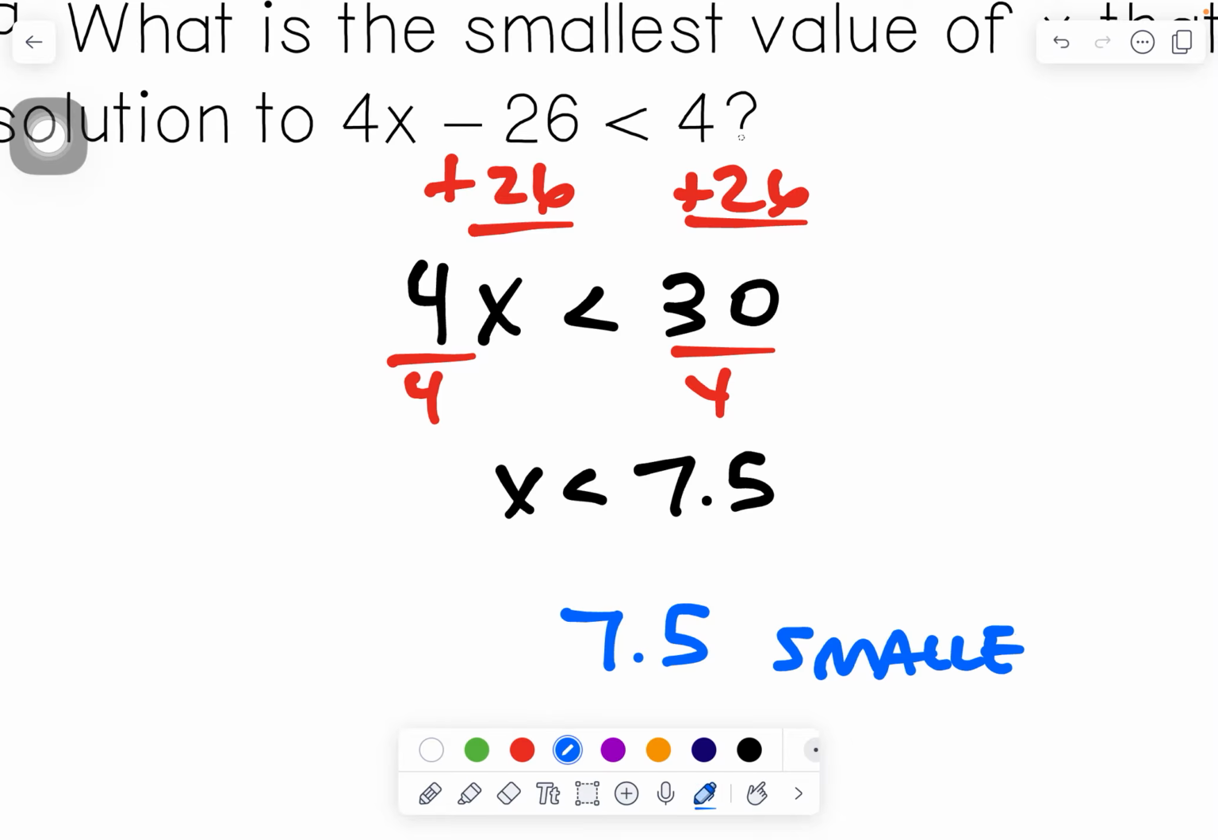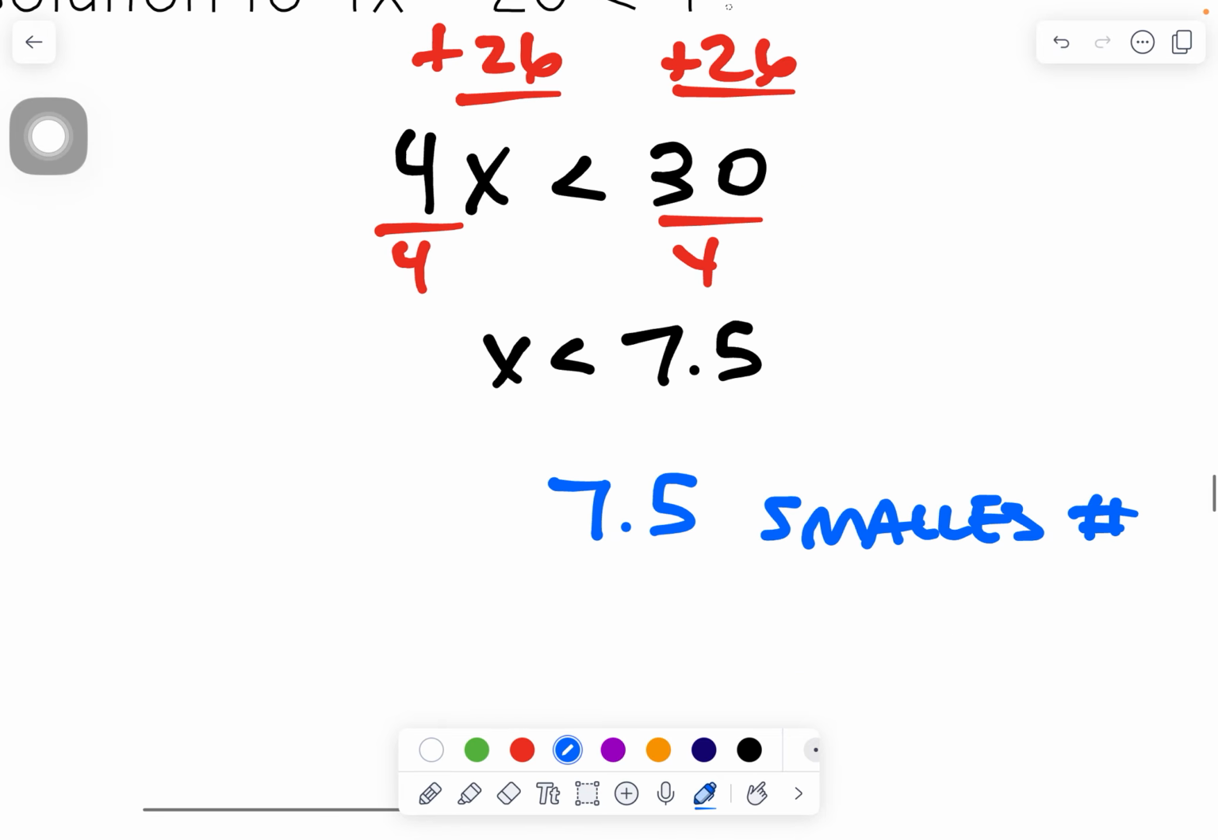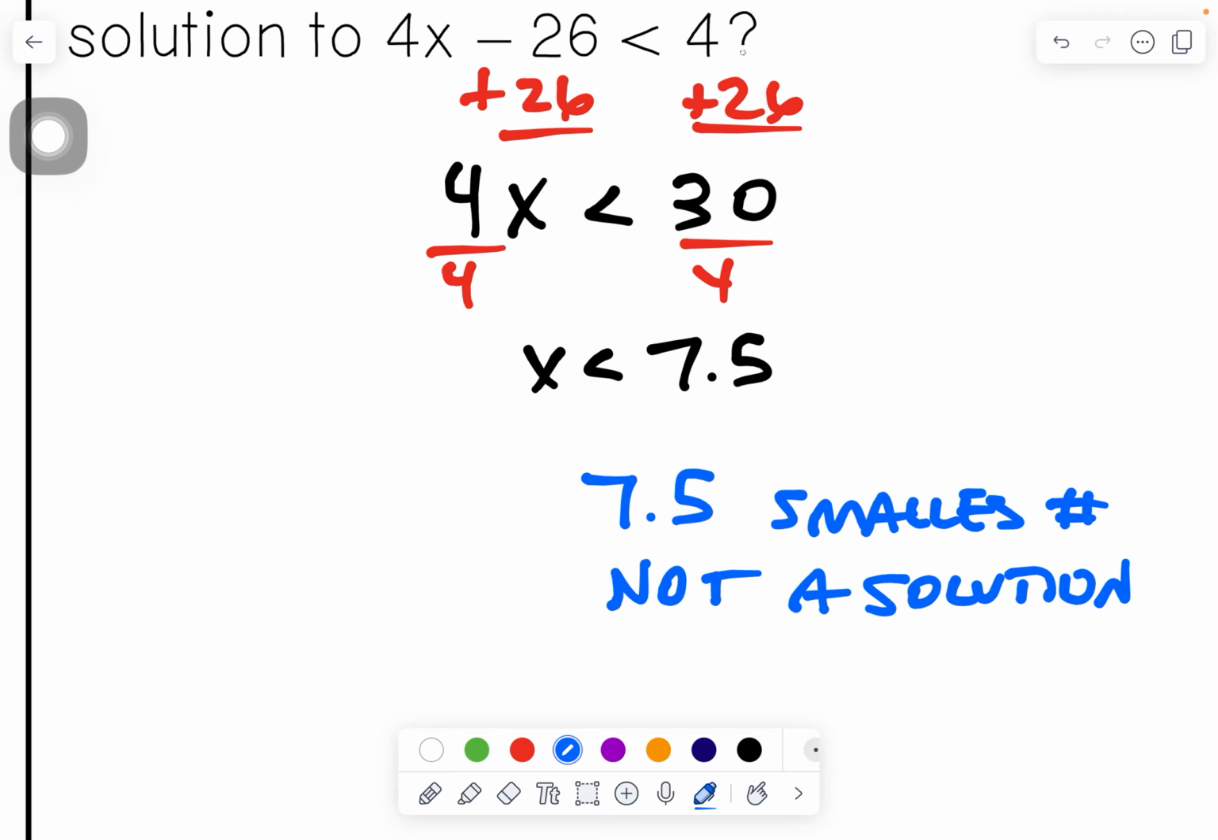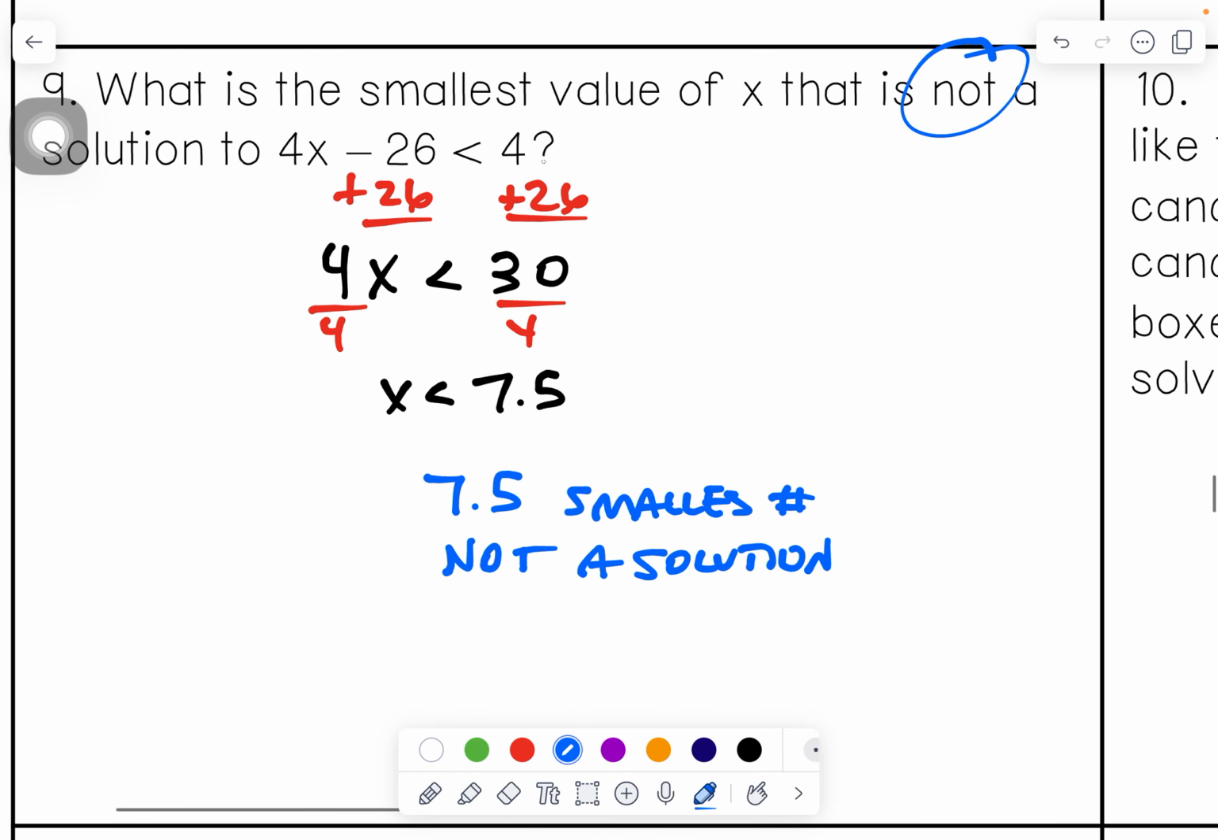Because there's no equal sign here, 7.5 is actually the answer, because it's not included. The first number it could be would be like 7.49 or 7.499 or whatever you want to say.